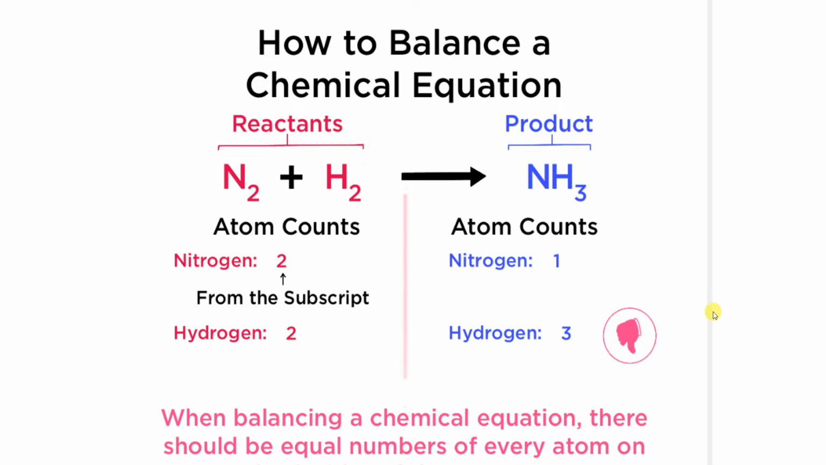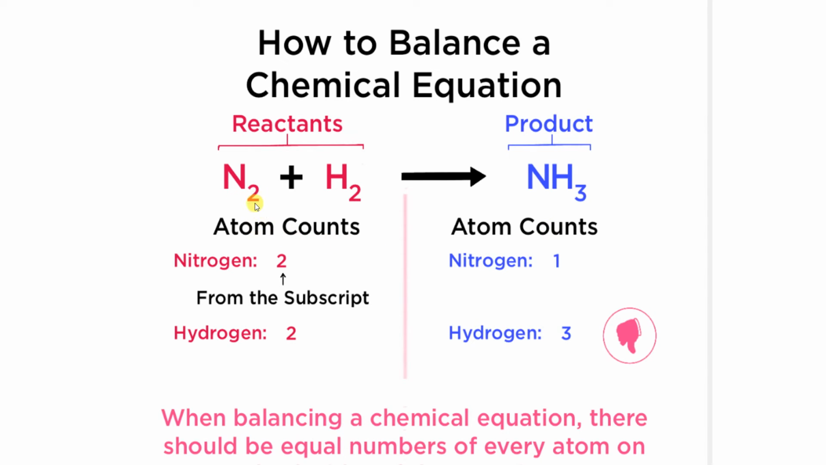So this is about how to balance a chemical equation. Let us assume that nitrogen is added with hydrogen. These two are the reactants, N2 and H2. N2 is nitrogen, H2 is hydrogen. If you combine these two, actually NH3 is going to form. So it's a product. These two are the reactants. This is a product. And we have to check whether it is balanced or not.